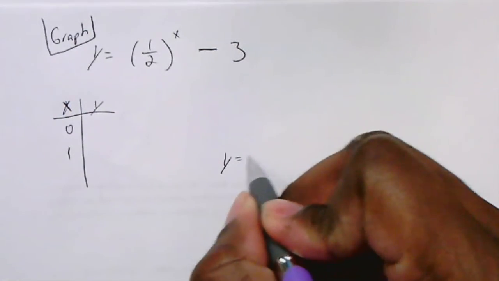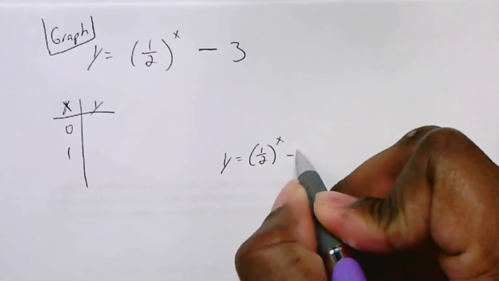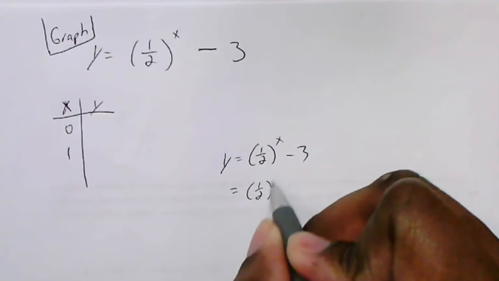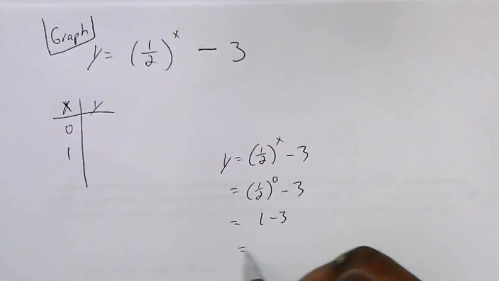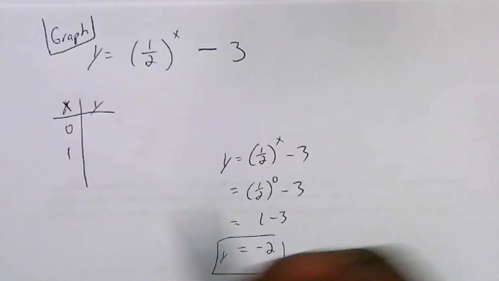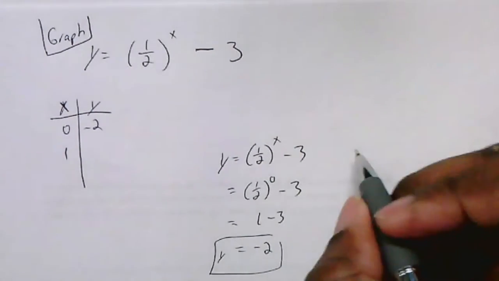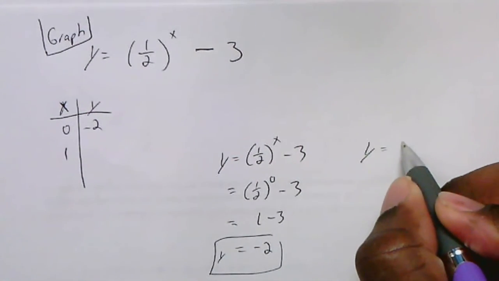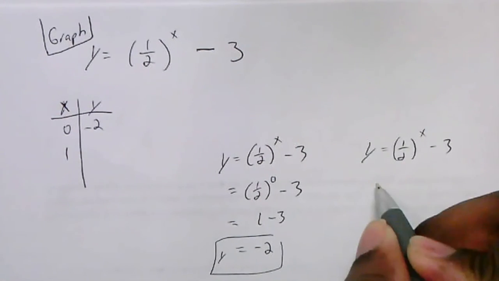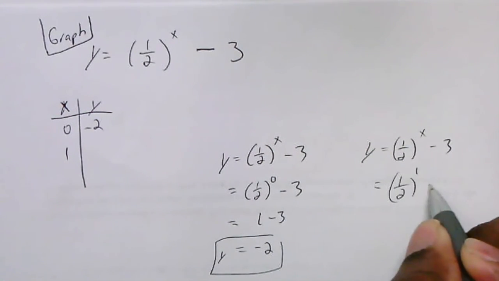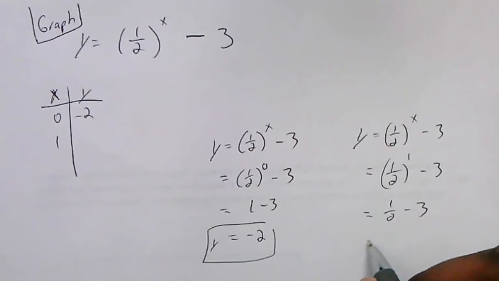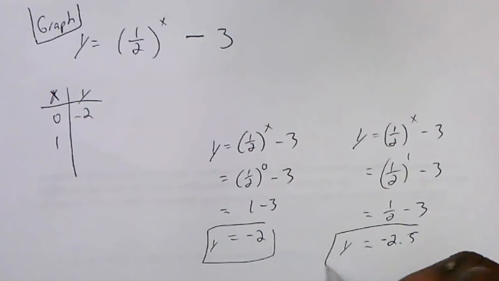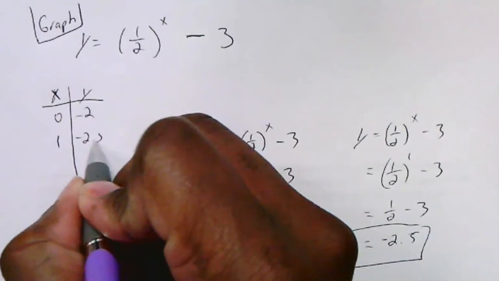So taking that function, which is y equals 1/2 to the x, take away 3, I'll plug in 1/2 to the 0, take away 3. So this is 1 take away 3. So it's -2. So my first output is -2. Then taking the same function, it's 1/2 to the first take away 3, which means 1/2 subtract 3. You plug it into the calculator, you should get -2.5. So my second output is -2.5.